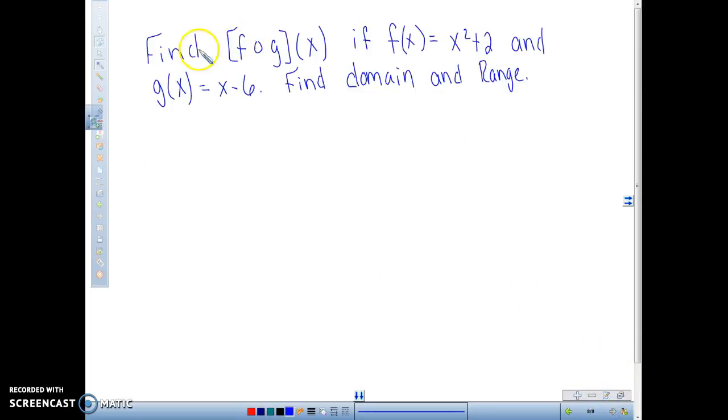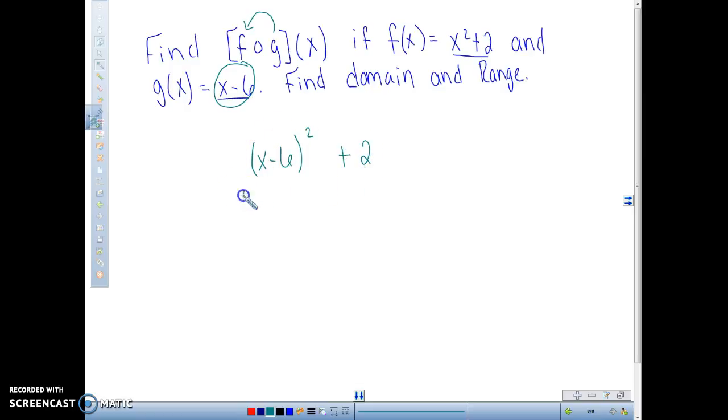Our first example says find F of G of x if f of x equals x squared plus 2 and g of x equals x minus 6. Find the domain and range as well. So what this tells me is that I'm taking my G function and plugging it in everywhere there's an x in my F function. So here's my G function, and I'm plugging in everywhere there's an x in my F function. So I would replace this x with x minus 6. And then I would simplify.